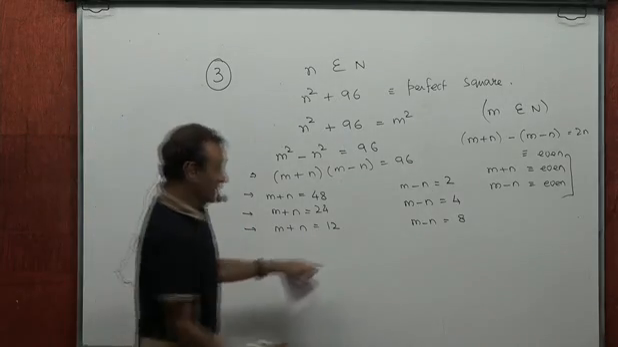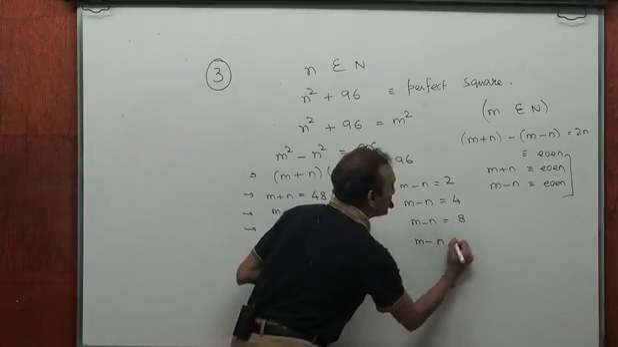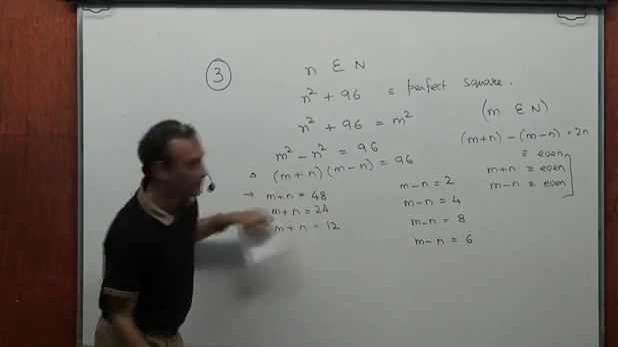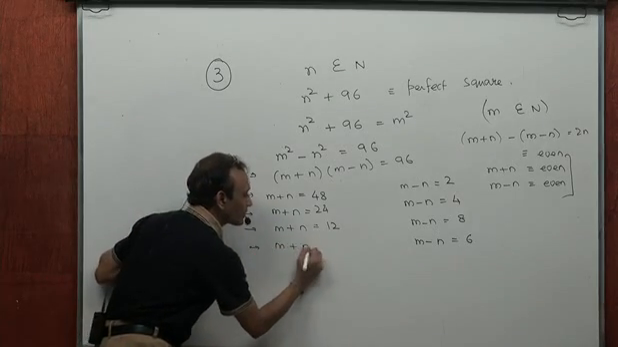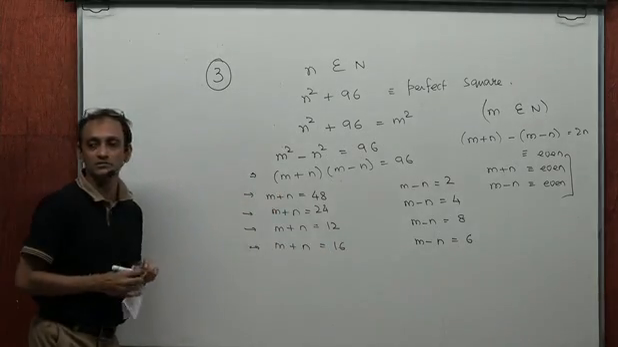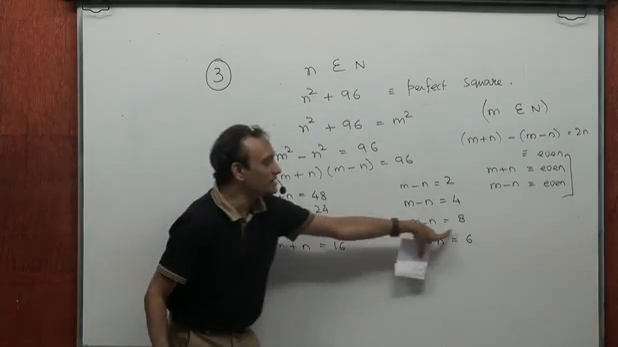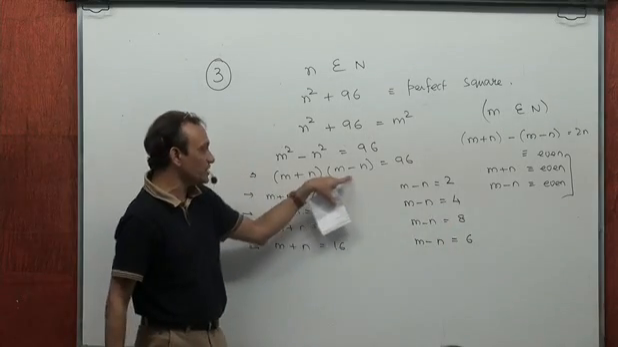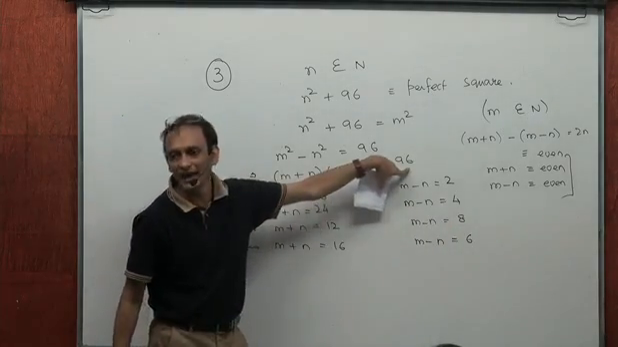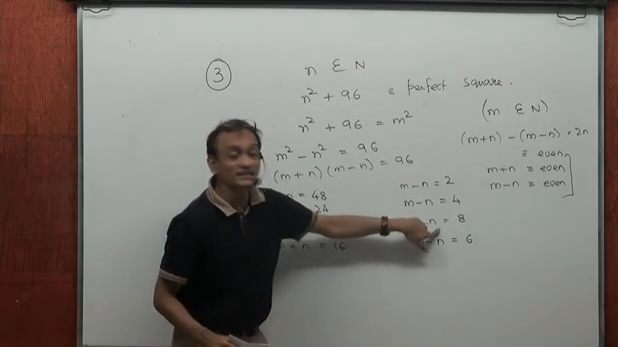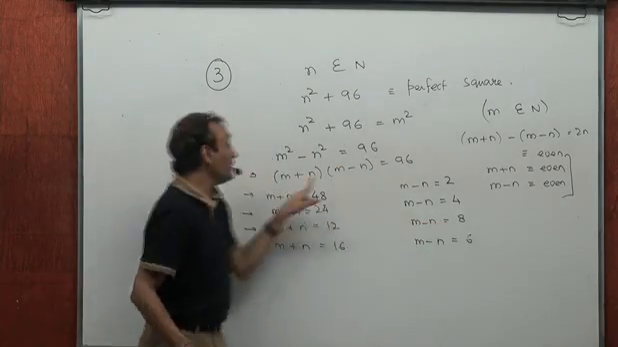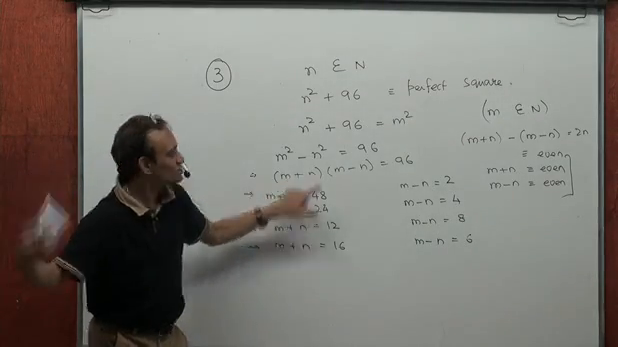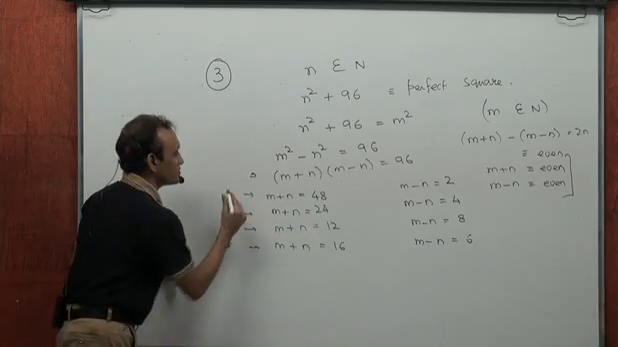Now, 6, I missed out 6, I am so sorry. M minus n is 6, m plus n would be 16. That's it. I couldn't have taken m minus n more than 8. M minus n equal to 10 doesn't work because 10 into an integer will not give me 96. But m minus n equal to 12 will give me m plus n equal to 8. But m plus n is larger than m minus n. So this is where we stop, this set of possibilities.